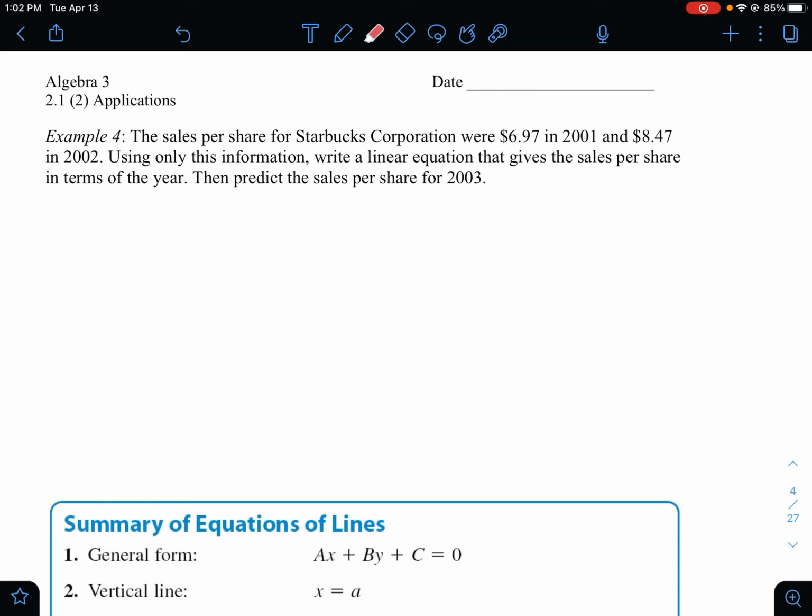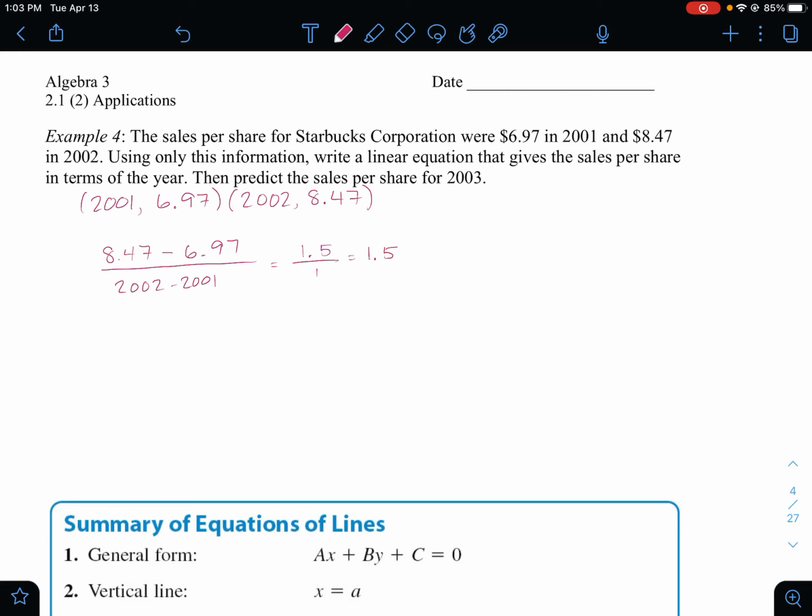All right, so again, they pretty much just gave us two ordered pairs. So year is going to be our independent variable, so that's our x. So in 2001, they were $6.97. Then in 2002, they were $8.47. So now using this, we have to find our slope. So I'm going to do 8.47 minus 6.97 all over 2002 minus 2001. So we get 1.5 over 1, which is just 1.5.